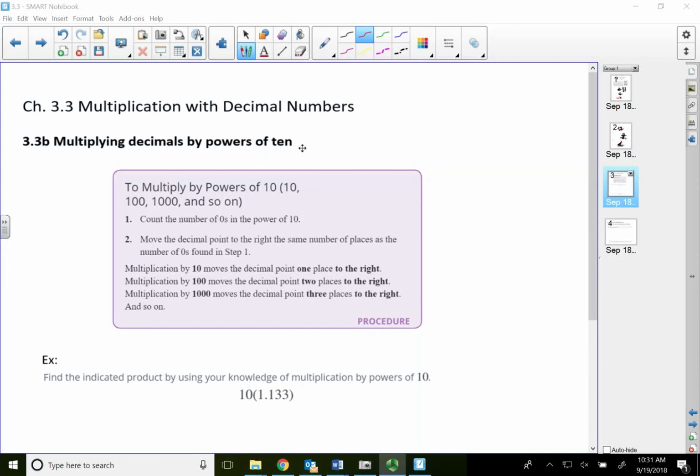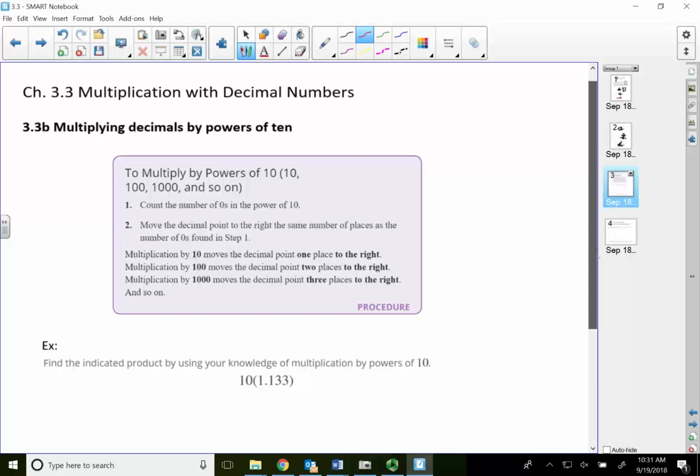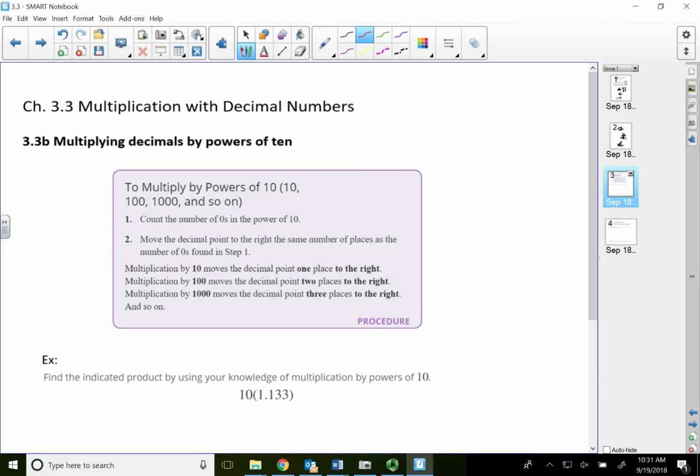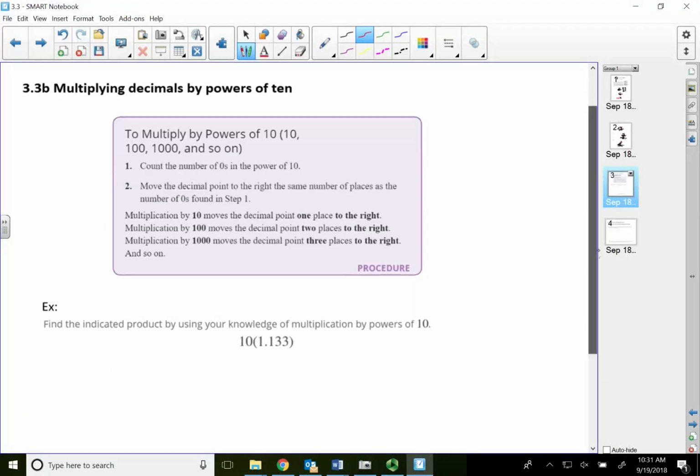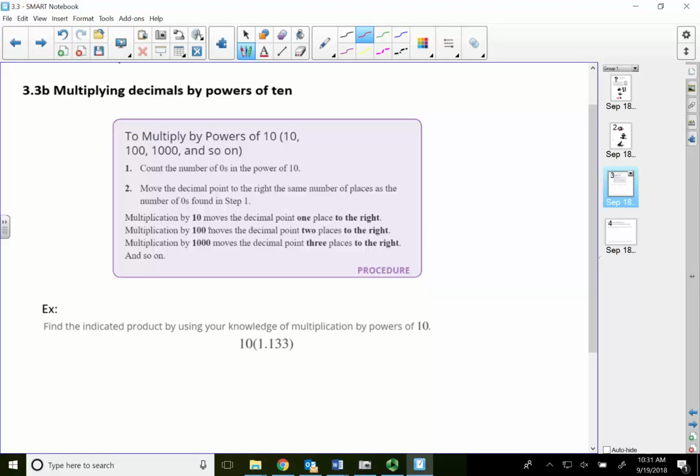This is very similar to multiplying a whole number by the power of 10. With whole numbers, we're just adding 0 behind our digits. Basically, it's the same thing with decimals, except when we multiply by 10, we need to move the decimal to the right one place. Times 100 means move to the right two places. Times 1,000 means move to the right three places.